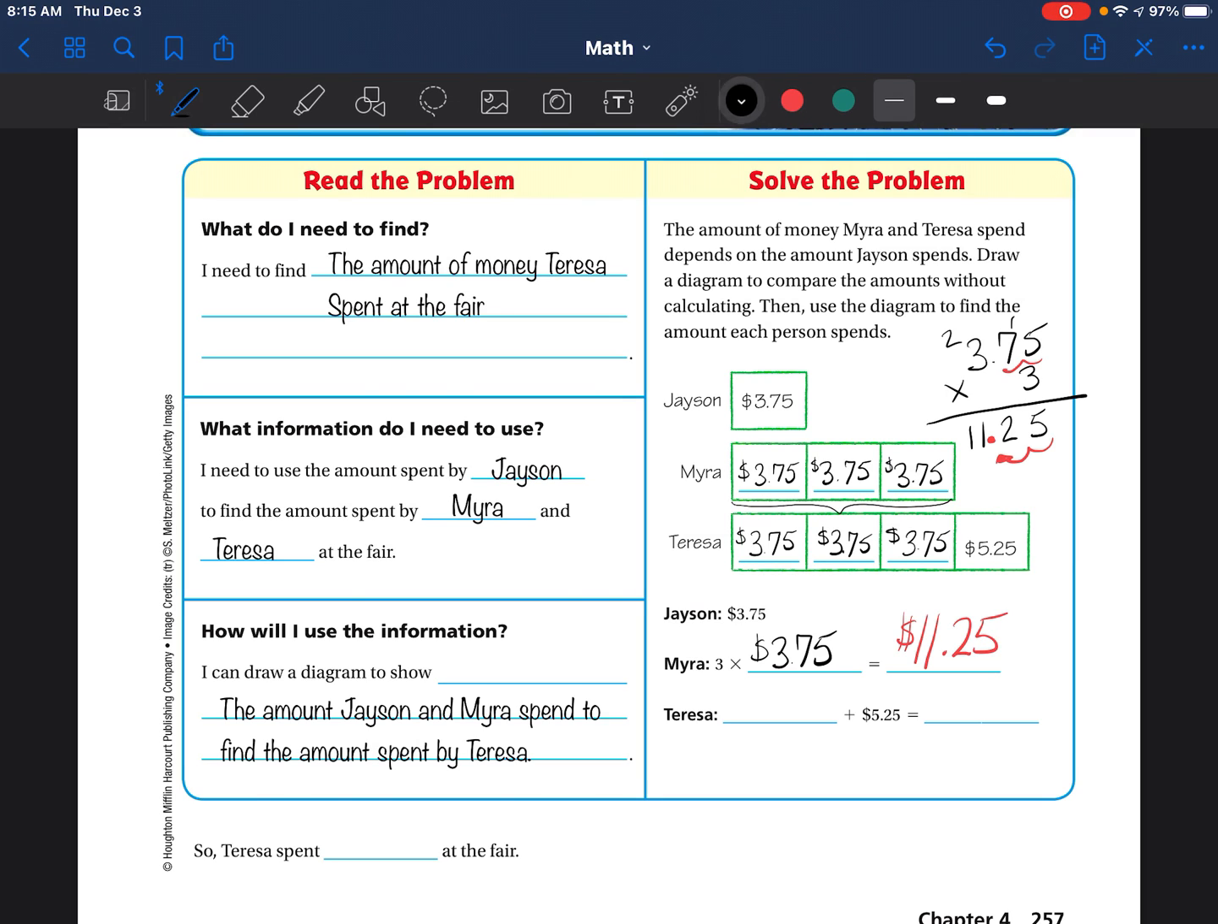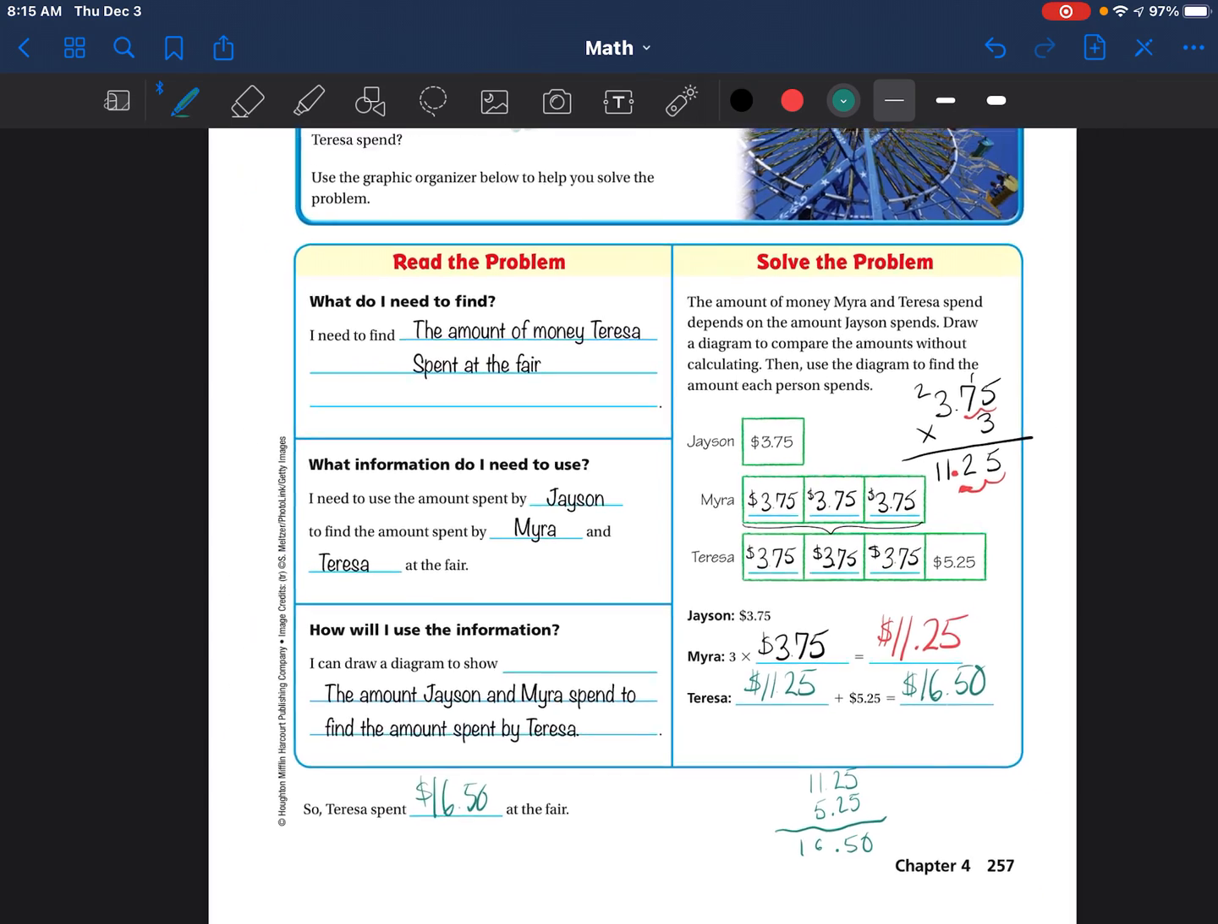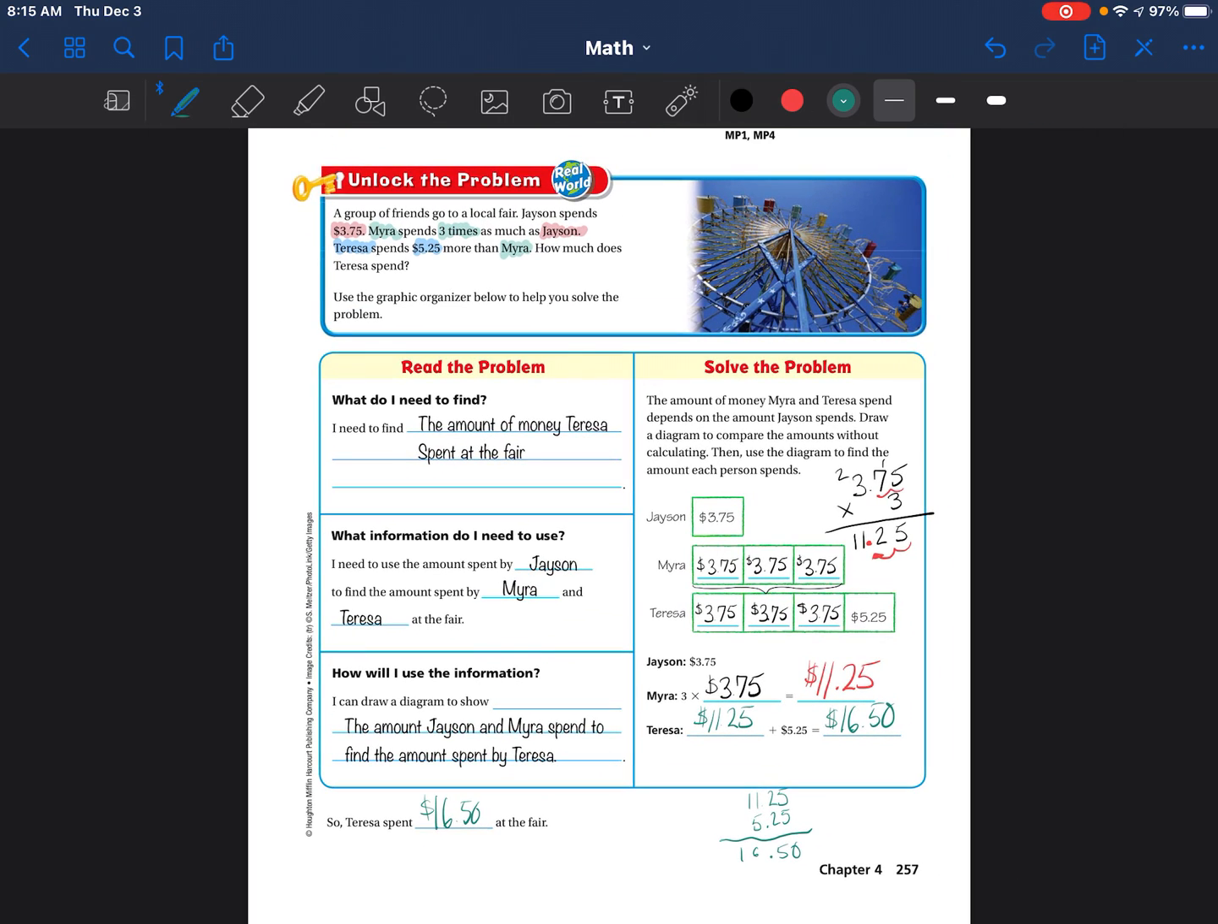So in order to solve for Teresa now, we take Myra's amount and we add $5.25 to that. We've got to line up our decimals. 25 and 25 make 50. 5 plus 1 is 6. So Teresa spends $16.50. So not too bad. Just got to work through. It's definitely a multi-step problem.